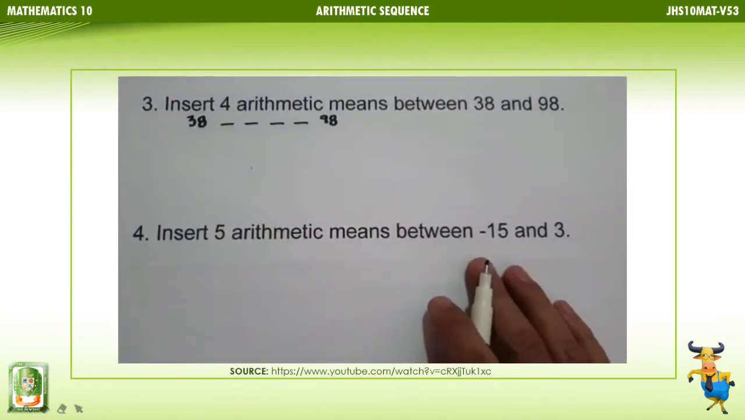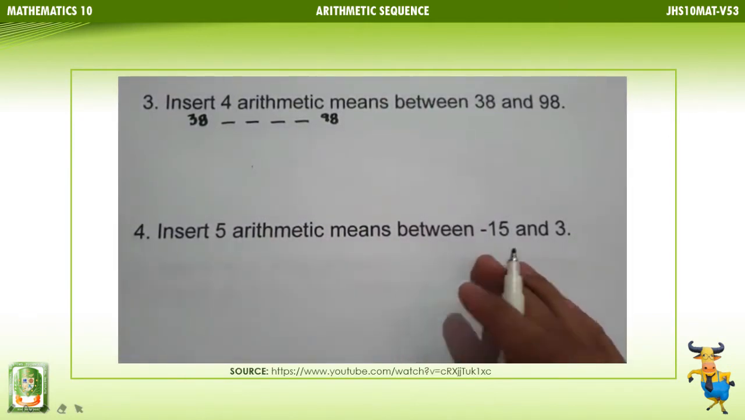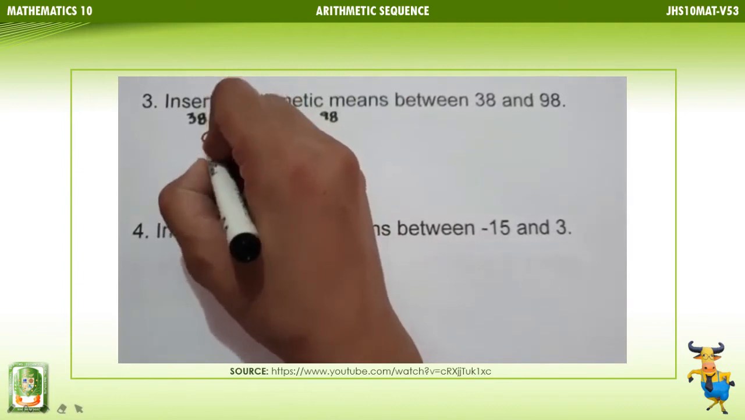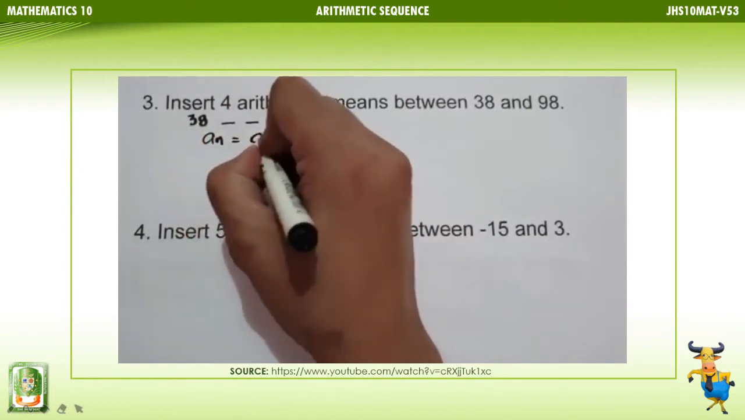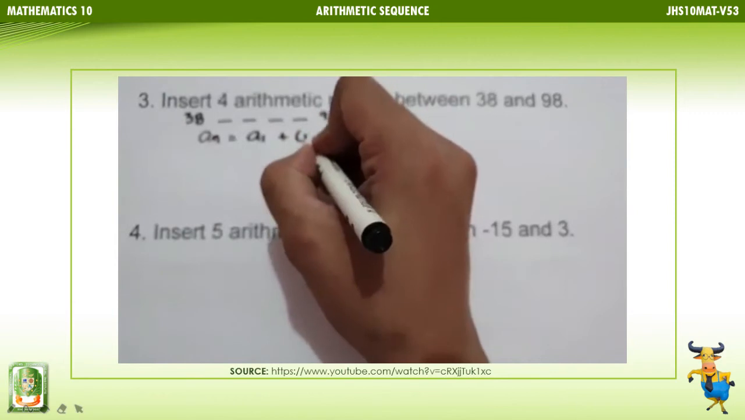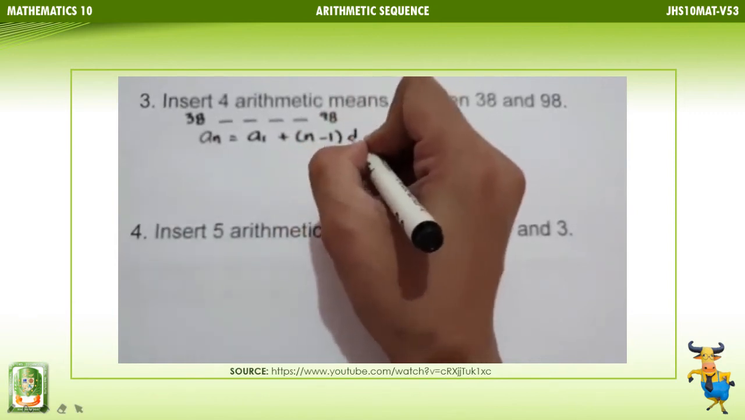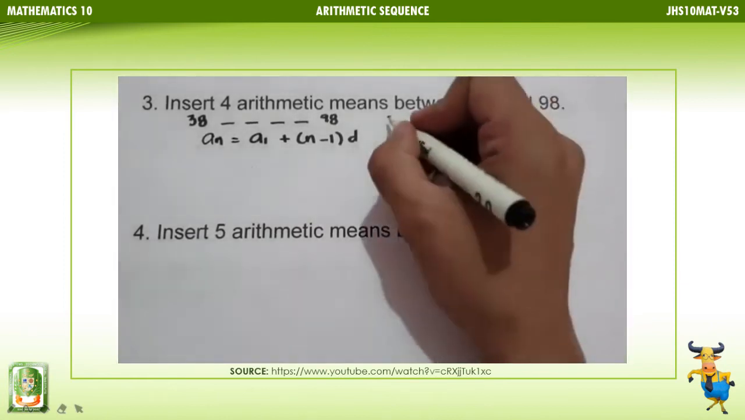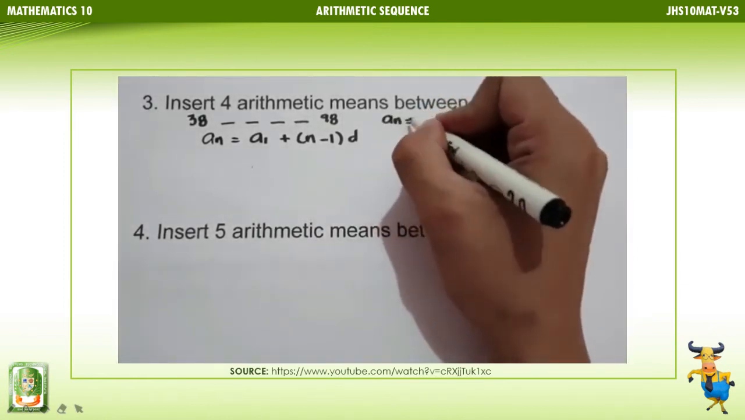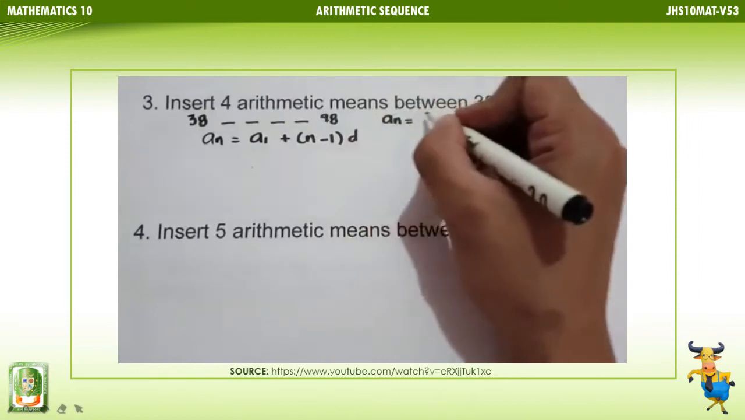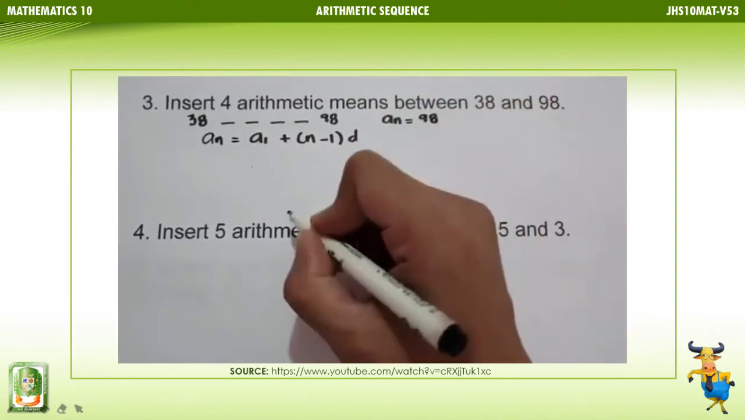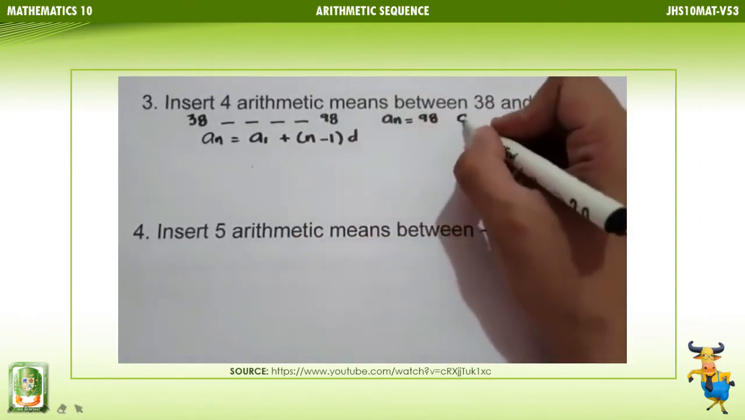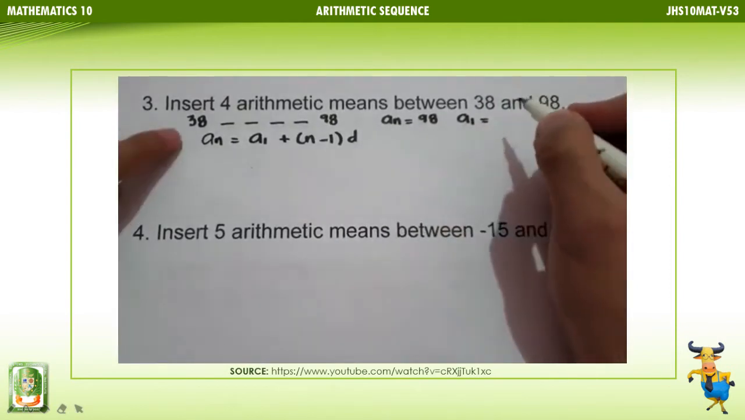In this case, we are going to use the formula of arithmetic sequence. That is a sub n equals a sub 1 plus n minus 1 times d. Let us determine first the given. A sub n is the last term, which is 98. And then a sub 1 will be the first term, that is 38.